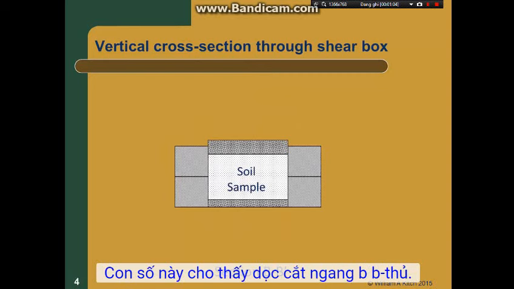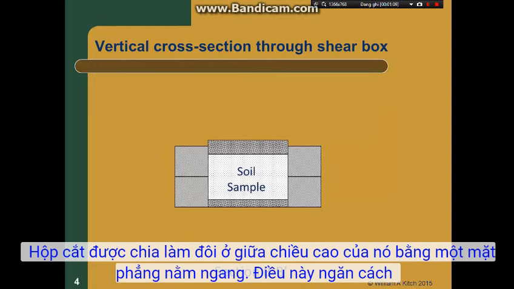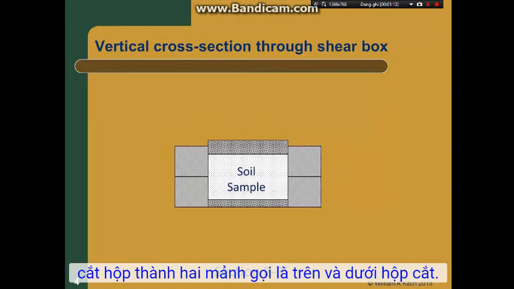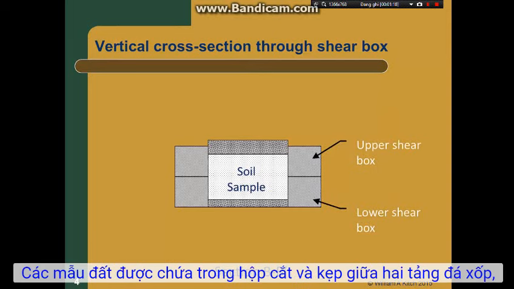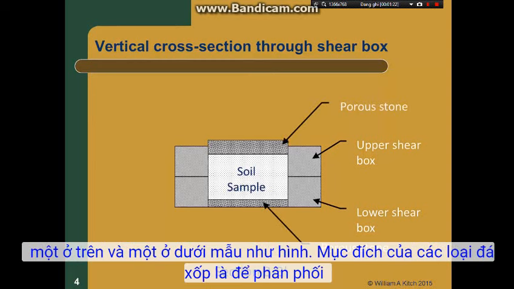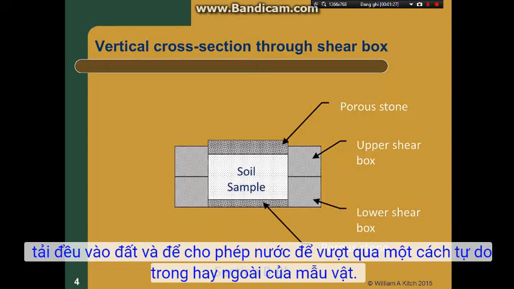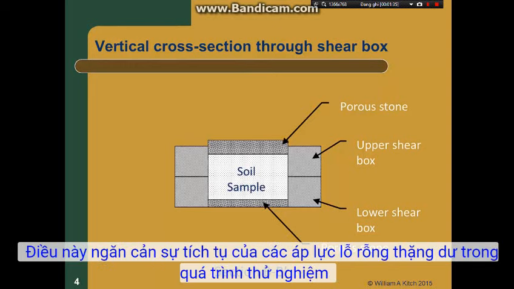This figure shows the vertical cross-section BB prime. The shear box is split in half at its mid-height by a horizontal plane. This separates the shear box into two pieces called the upper and the lower shear box. The soil specimen is contained in the shear box and sandwiched between two porous stones, one above and one below the specimen, as shown. The purposes of the stones are to distribute the loads evenly to the soil and to allow water to pass freely in or out of the specimen. This prevents the buildup of excess pore pressure during testing.